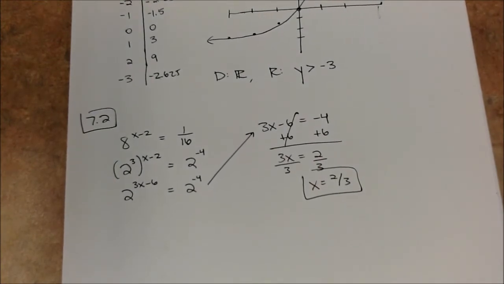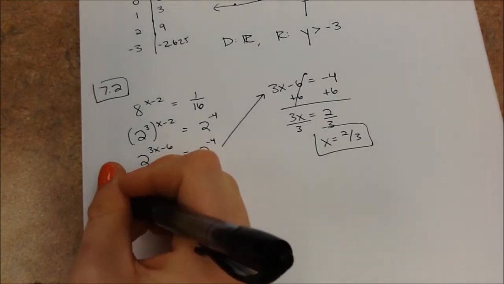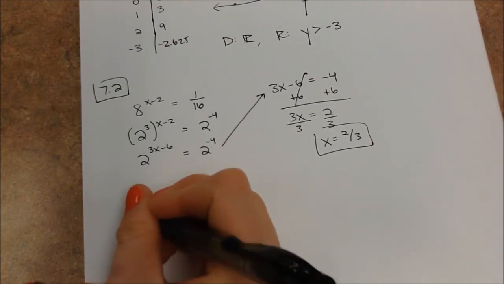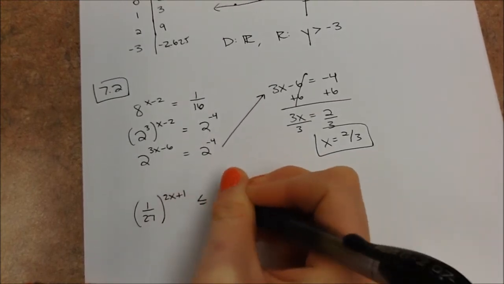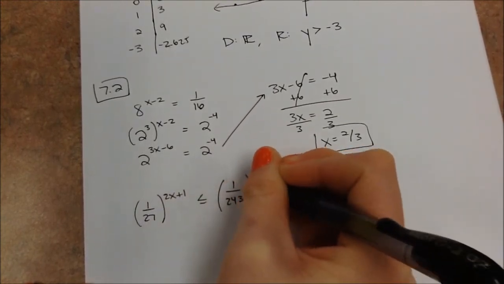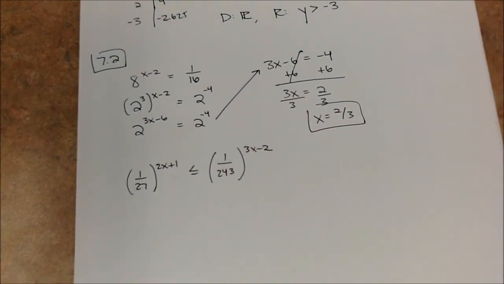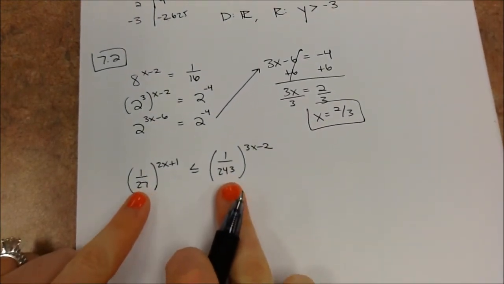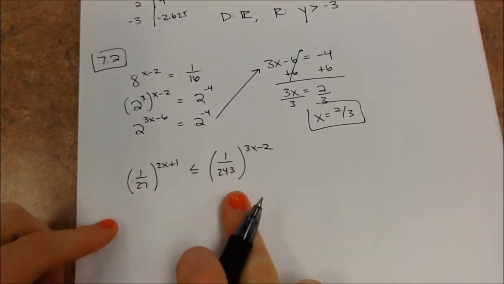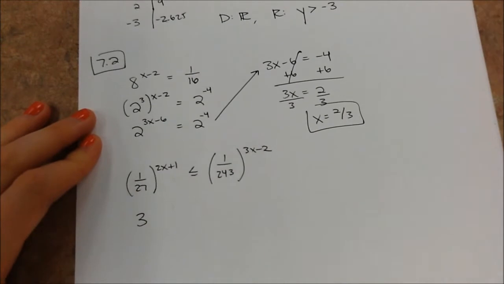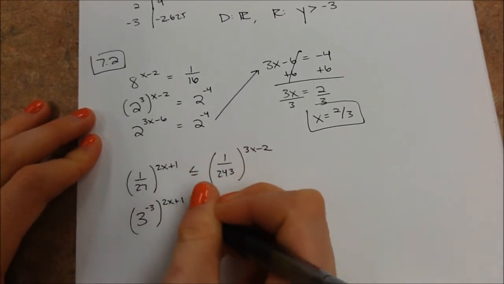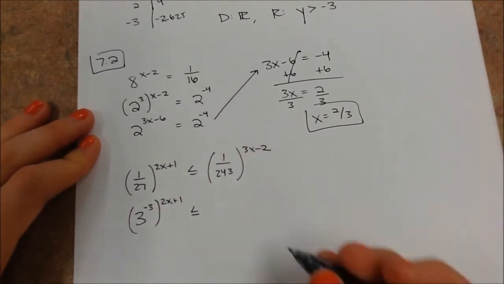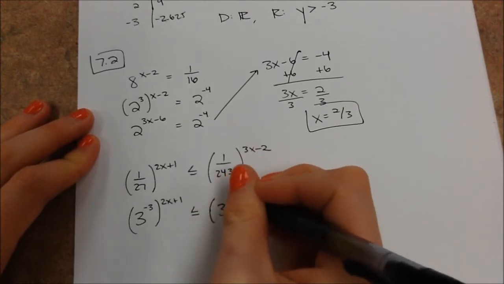A couple other things I can do in this section. I also had inequalities, which are very, very similar. So for inequalities, I could see something like this. Okay, so inequalities are very, very similar. I have to write them as a common base. So 27 and 243 are both powers of 3. 27 is 3 to the 3rd, which means 1 over 27 is 3 to the negative 3rd. And then 243 is 3 to the 5th, which means 1 over 243 is 3 to the negative 5th.